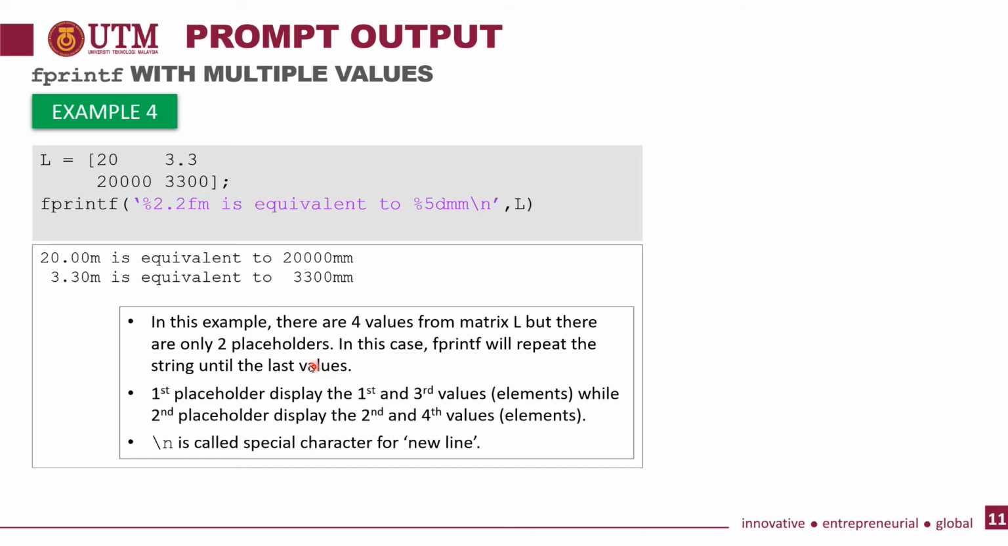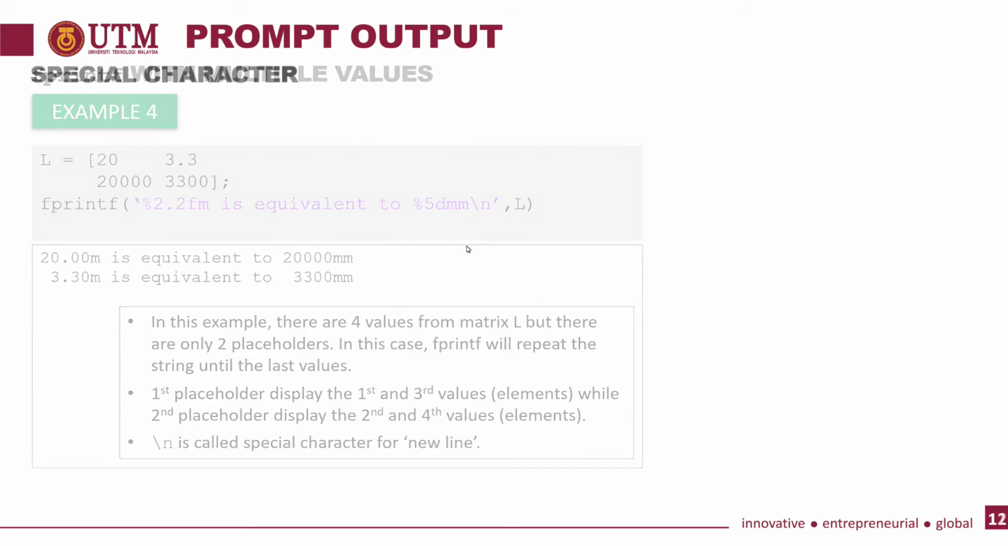So the sequence of the placeholder is as follows. The first placeholder will display the first and the third elements, while the second placeholder will display the second and fourth elements. Previously you already learned about linear indexing, right? So it will follow the linear indexing. Also you see here slash n is called the special character for new line. If you wanted to initialize a new line inside fprintf, you need to put slash n at the end of the message or at the end of the output.